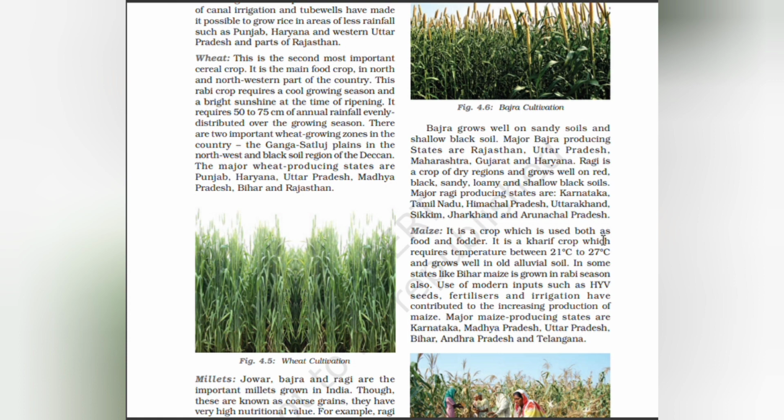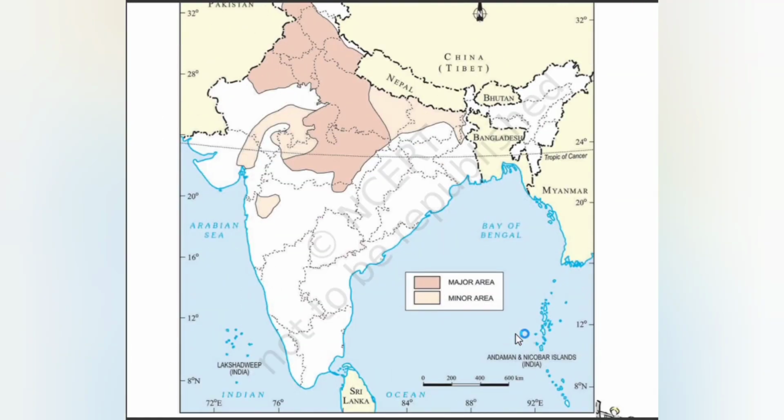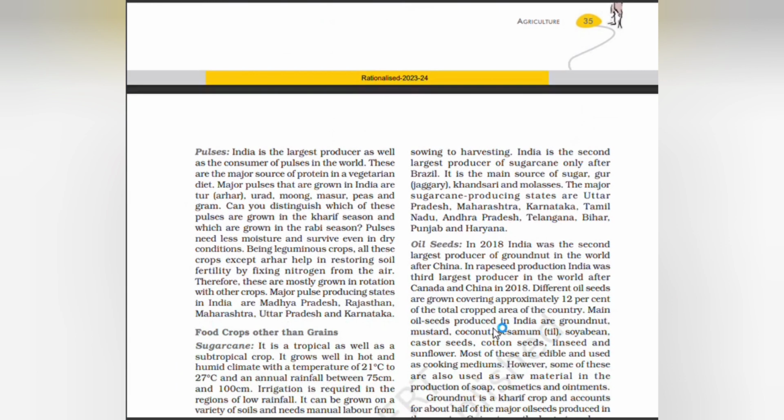Maize. It is a crop which is used both as food and fodder. It is a kharif crop which requires temperature between 21 degrees Celsius and 27 degrees Celsius and grows well in old alluvial soil. In some states like Bihar, maize is grown in rabi season also. Use of modern inputs such as HYV seeds, fertilizers, and irrigation have contributed to the increasing production of maize. Major maize producing states are Karnataka, Madhya Pradesh, Uttar Pradesh, Bihar, Andhra Pradesh, and Telangana. India, wheat, it is given here.